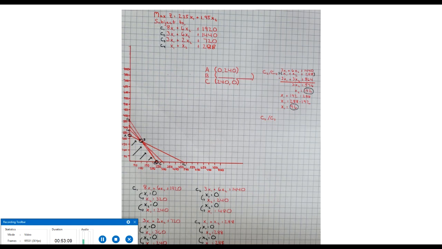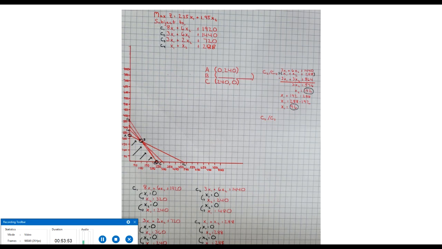Again, we have to multiply one of these equations by a factor in order to eliminate one of the variables. In this case, because 3 was smaller, I chose to multiply each section of equation C4 by the number 3. And we get 3x1 plus 3x2 less than or equal to 864. We subtract from there, and we get 3x2 is equal to 576, and we get x2 is equal to 192.